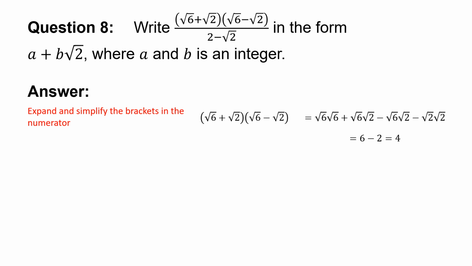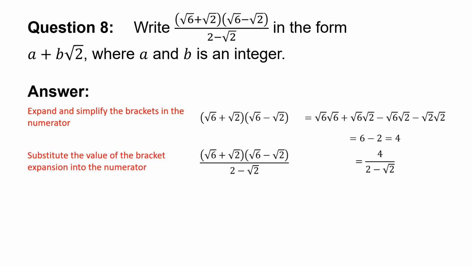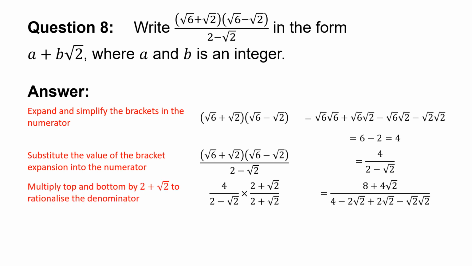So now we can rewrite this question as 4 divided by 2 minus root 2. And now you can use your knowledge of how to rationalize the denominator to work this remaining part of the question out. So to do this, we've got the denominator 2 minus root 2. So we're going to multiply top and bottom by 2 plus root 2. When we do this, we get 8 plus 4 root 2. And then in the denominator, we get 4 minus 2 root 2 plus 2 root 2 minus root 2 root 2.